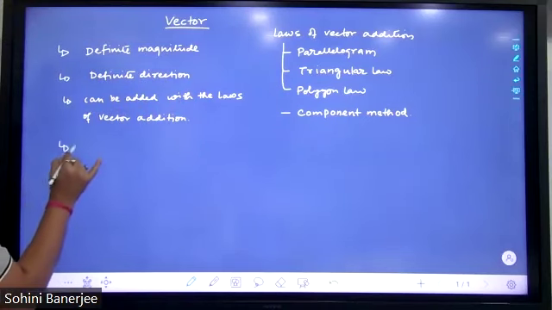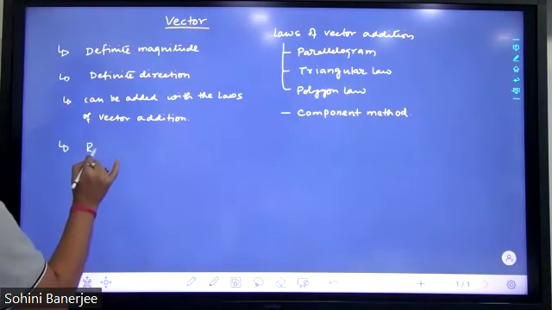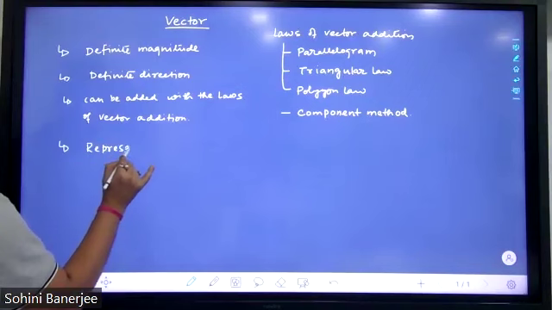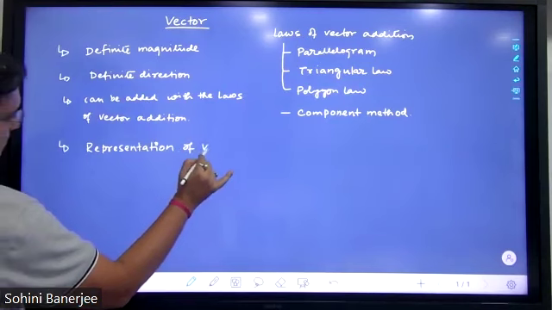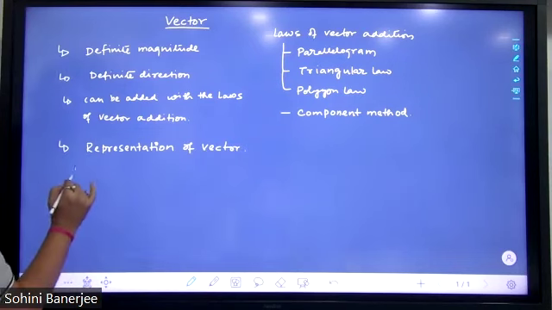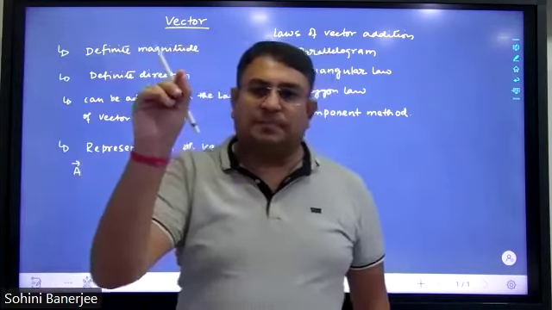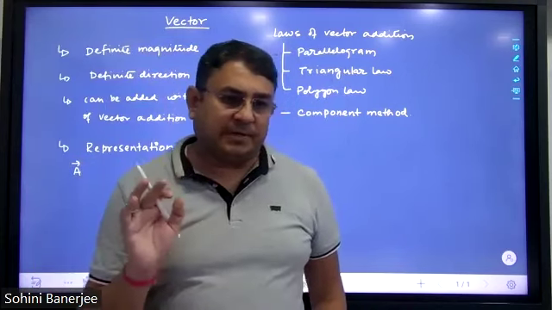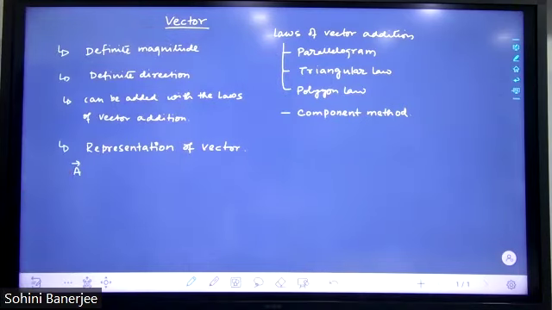Now, representation of vector. To differentiate it from the scalars, an arrow is given at the top of it. So whenever you get a letter along with an arrow at the top, it means it is representing a vector quantity. Clear? So A along with this arrow represents a vector quantity.